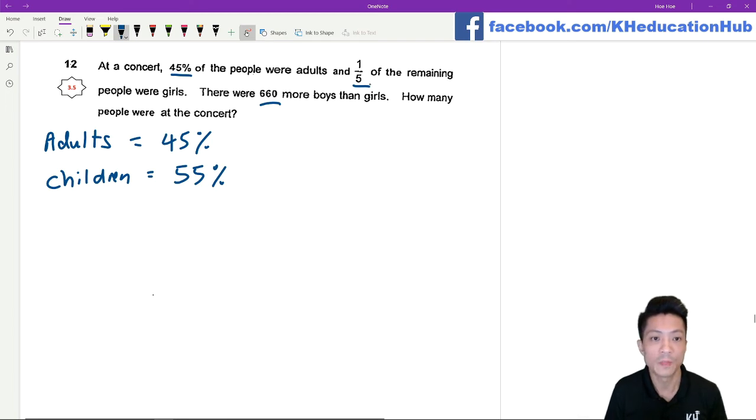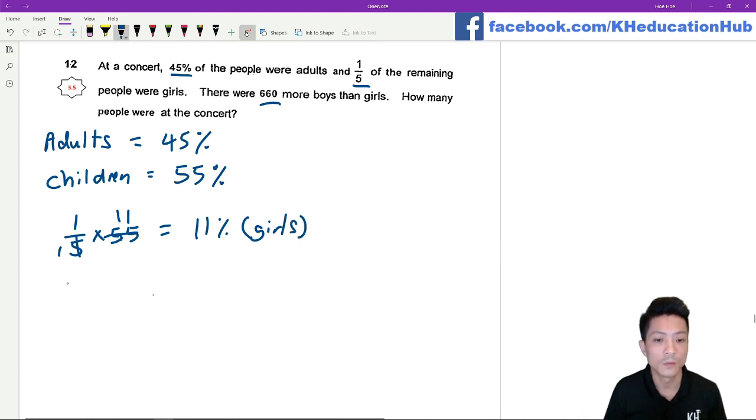Now, 1/5 of the remaining people were girls, which means that 1/5 of 55% are girls, which will give me 55 divided by 5, 11%. Okay, this is girls. Which means that boys will be 55 minus 11, which is 44%.